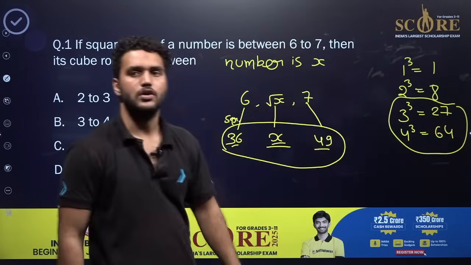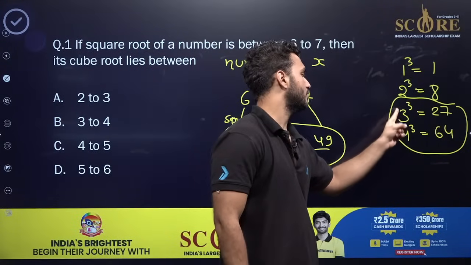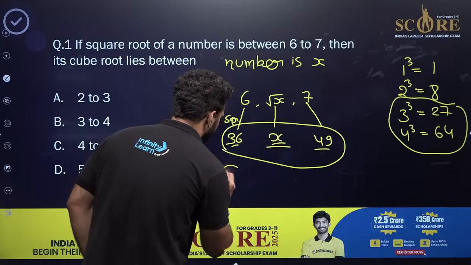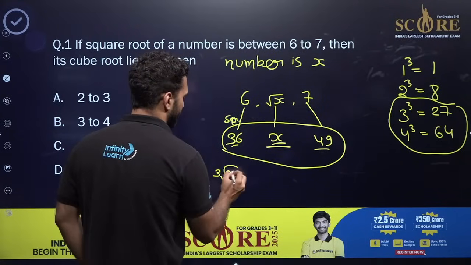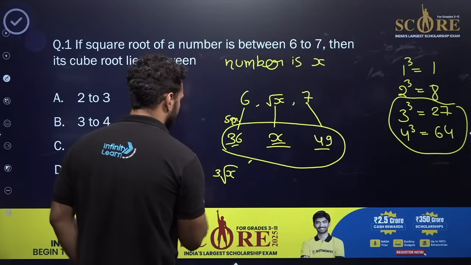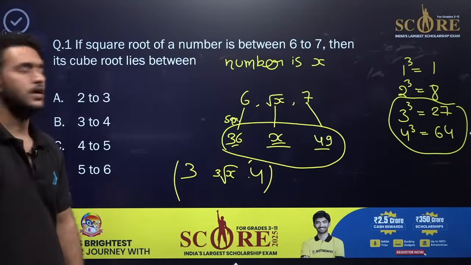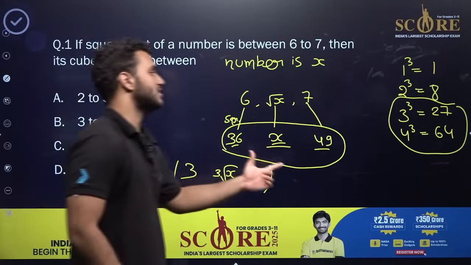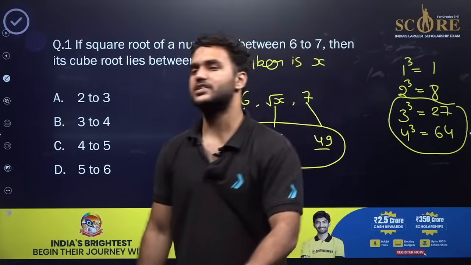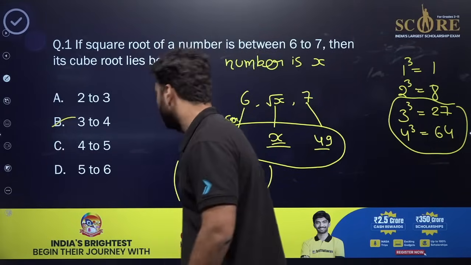27 and 64. So in terms of cube root, this number is lying between the cube of 3 and the cube of 4. So the cube root of this number must lie between 3 and 4. Because the number lies between the cube of 3 and cube of 4, the cube root of this number must lie between 3 and 4. Answer will be 3 and 4. Next.